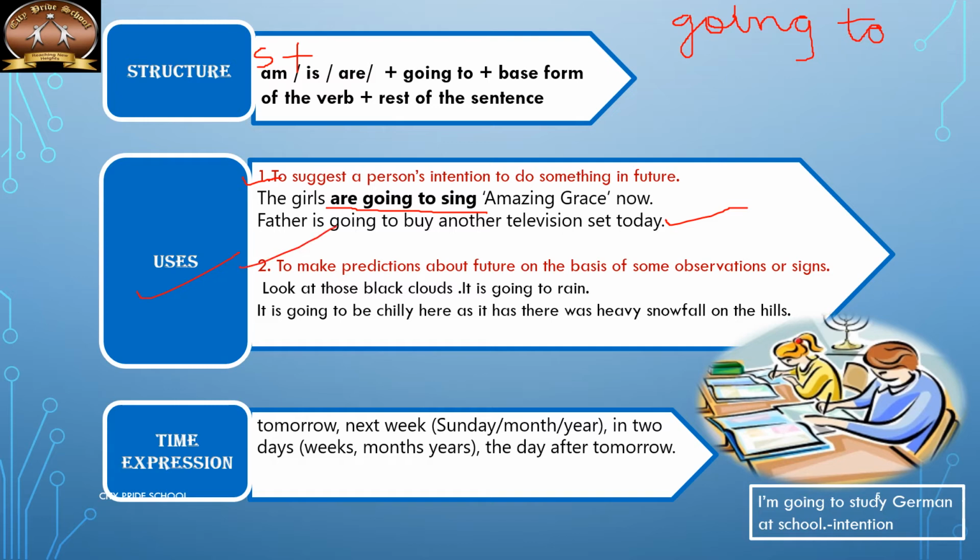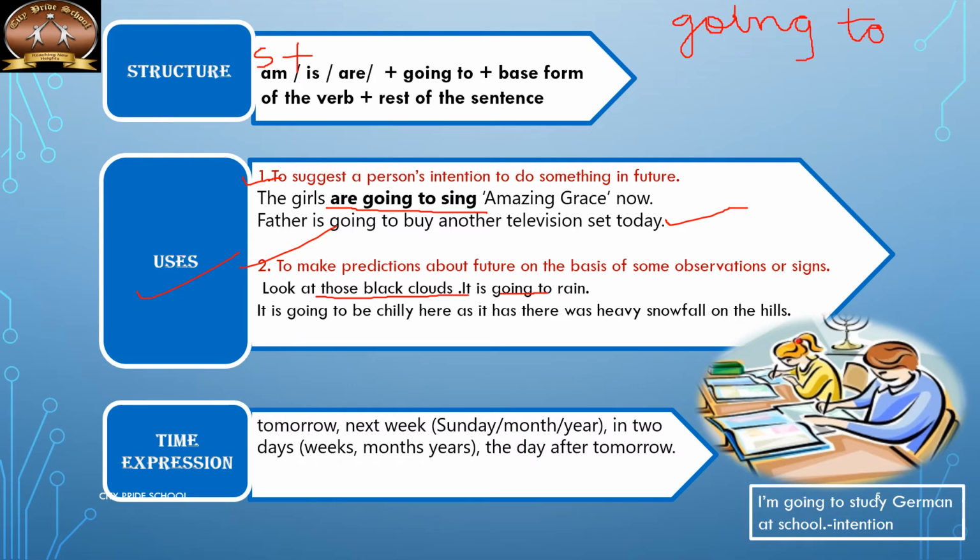Second use is to make predictions about the future on the basis of some observation or sign. Somebody observes and then predicts. For example, look at these black clouds. It is going to rain. So first the observation, what is the observation? Black clouds. And what is the prediction? The prediction is it is going to rain, right?